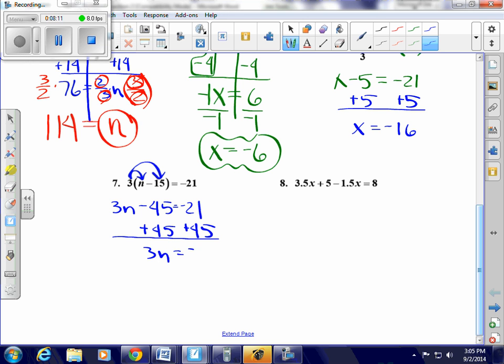3n is equal to 24. Divide both sides by 3. n is equal to 8.